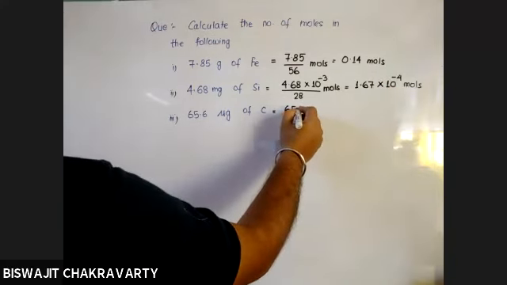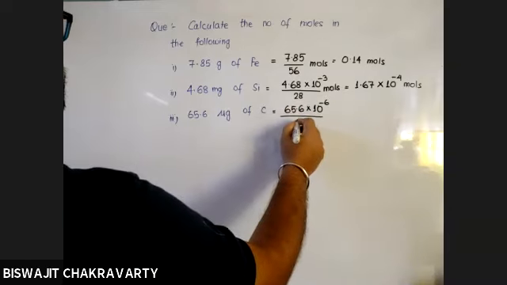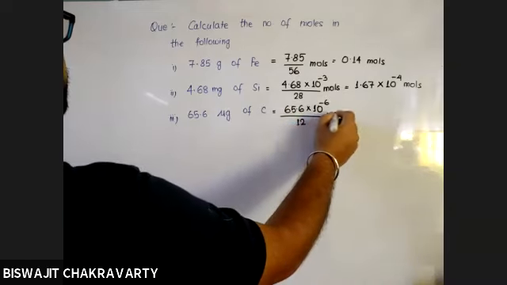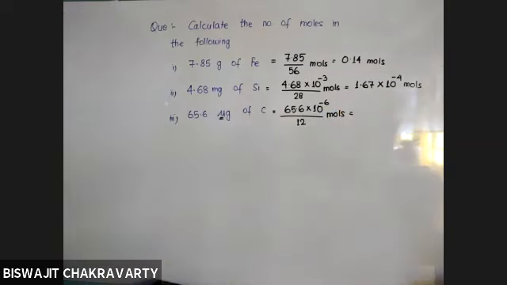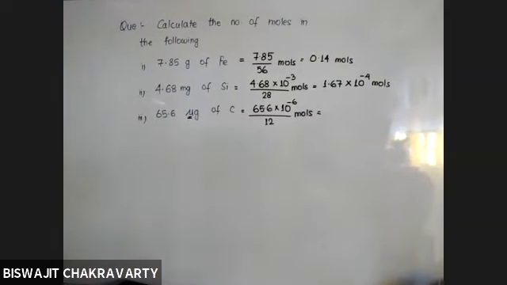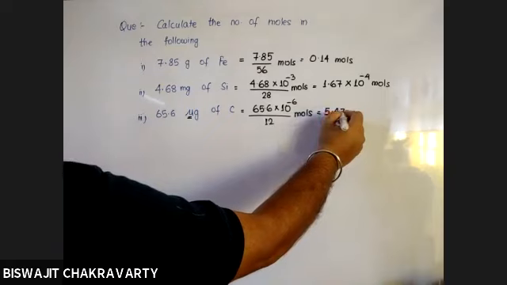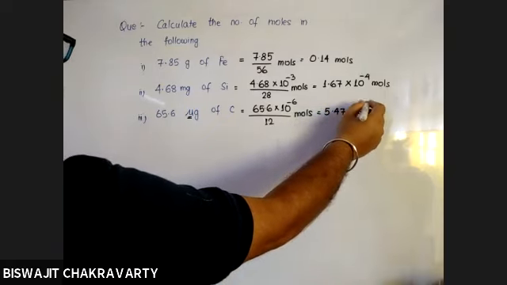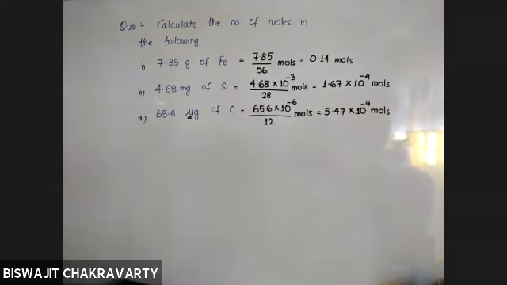And 65.6 into 10 to the power minus 6, because micro stands for 10 to the power minus 6. Then how much will it come? Sir, 5.47 into 10 to the power minus 4 mole. 5.47 into 10 to the power minus 4 mole. Okay. See, everyone is getting the answer or not?